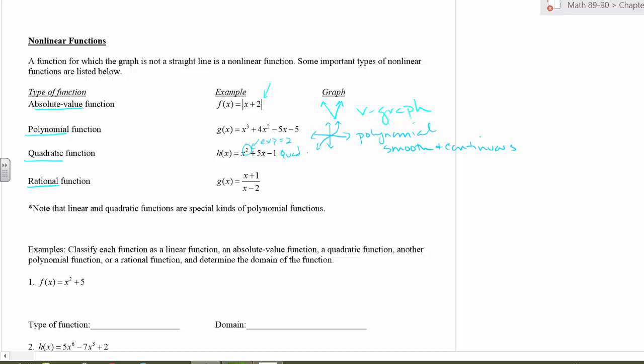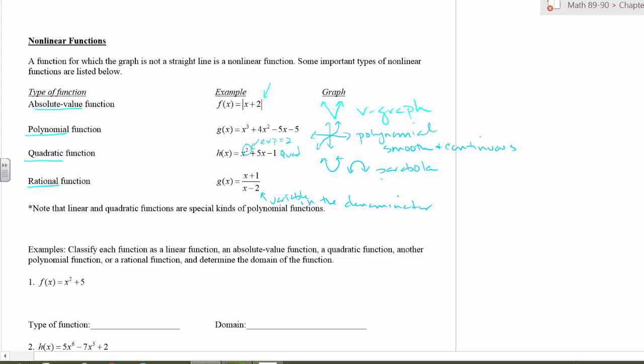And so any quadratic actually looks like either an upward-facing parabola or a downward-facing parabola. So I'll write here parabola. Notice smooth and continuous. The rational function, he is not continuous. So rational function means there's a variable in the denominator. If there's a variable in the denominator, then you got yourself a rational function.